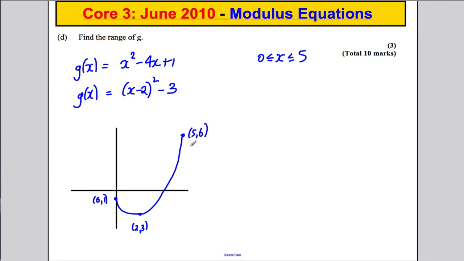So if I was asked the range, it is all the y values it can take. Well, it can take anything bigger than or equal to negative 3, but less than or equal to 6. So g of x is less than or equal to 6, but bigger than or equal to negative 3. That point there should be negative 3, that is a mistake. And we're done.